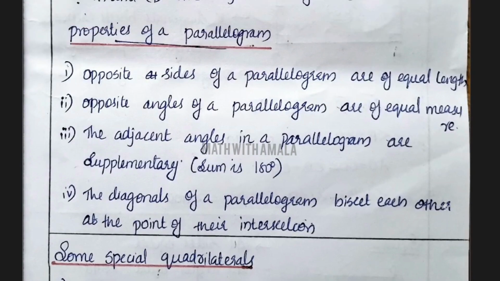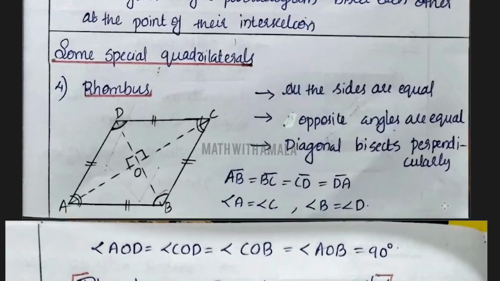Now, properties of a parallelogram. Opposite sides of a parallelogram are of equal length. Opposite angles of a parallelogram are of equal measure. The adjacent angles in a parallelogram are supplementary, that means the sum is 180 degrees. The diagonals of a parallelogram bisect each other at the point of their intersection. When we cut a piece from the rectangle and place it near the other end, you will get a parallelogram.